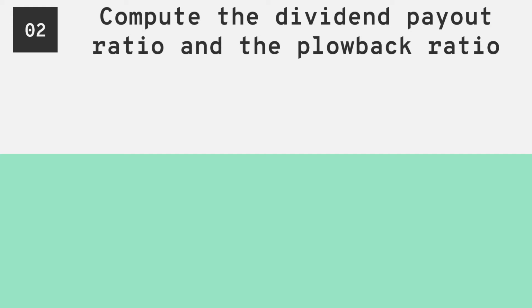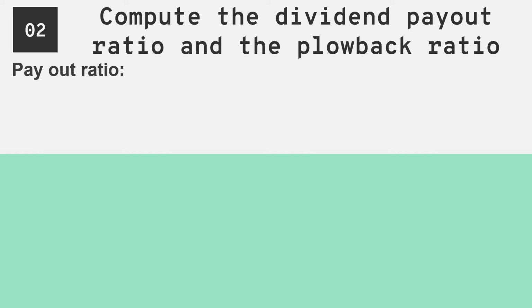Next is to compute the dividend payout ratio and the plowback ratio. A dividend is the distribution of some of a company's earnings to a class of its shareholders as determined by the company's board of directors. What is a payout ratio? A payout ratio is a financial metric showing the proportion of earnings a company pays its shareholders in the form of dividends, and it is expressed as a percentage of the company's total earnings.